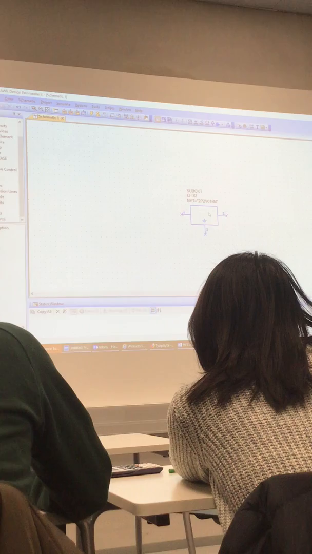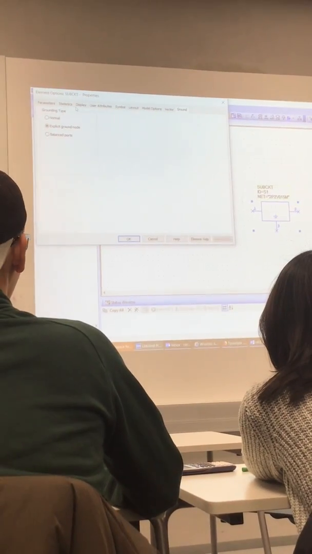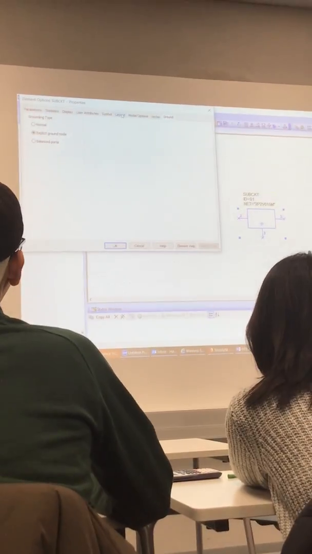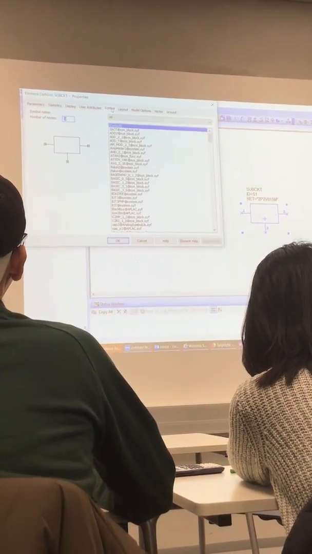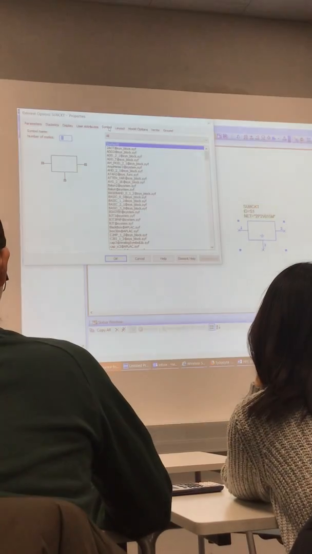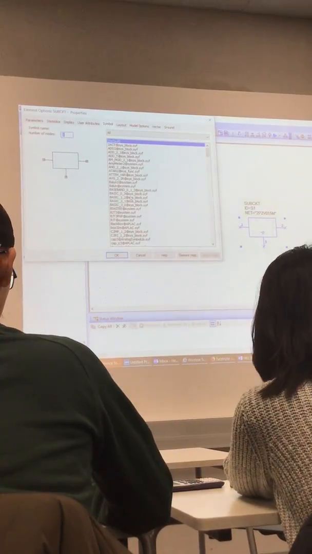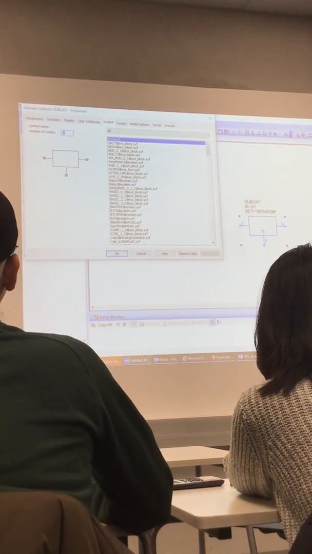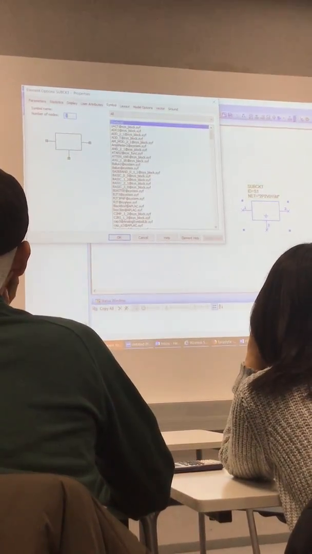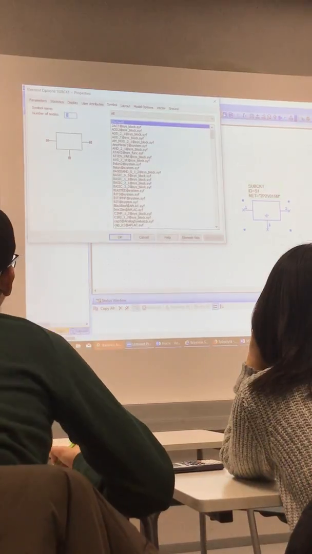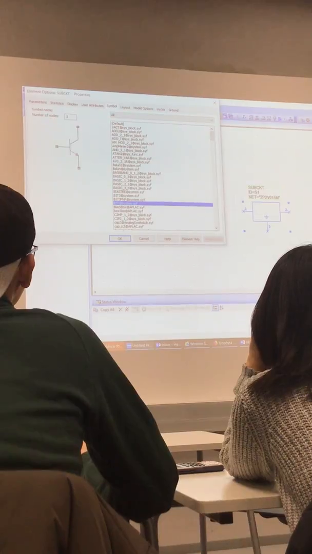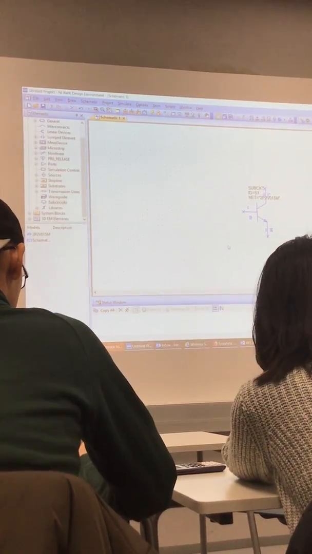should be the emitter. Now I'll double click it again and select the layout. Sorry, no layout, symbol. There's plenty of symbols available for 3-port things. And now I select, there's plenty of these. The BJT. BJT stands for bipolar junction transistor. I click this and then it's okay. Nice.